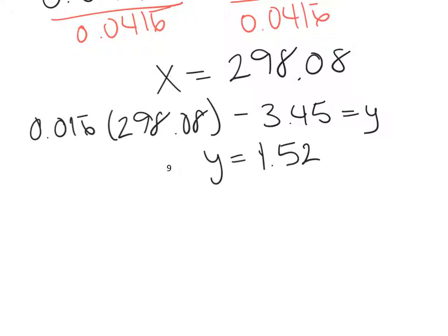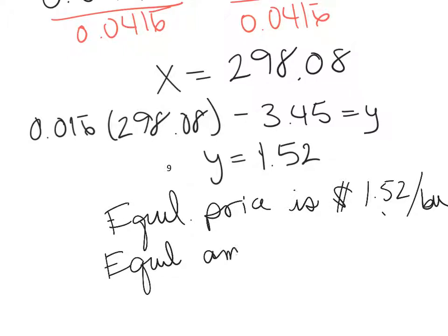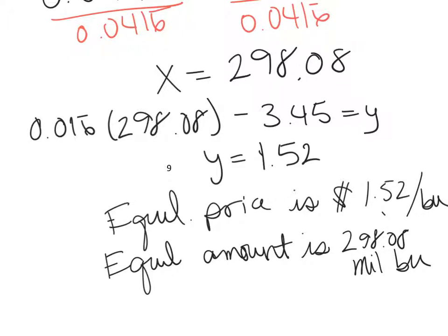So I'd write that as a full sentence. Equilibrium price is $1.52 per bushel. I'll just put BU for bushel. The equilibrium supply, or amount, is 298.08, and this is millions of bushels. So it's not 298 bushels, it's millions of bushels. And then I would graph these two lines to confirm that they actually cross at that point.